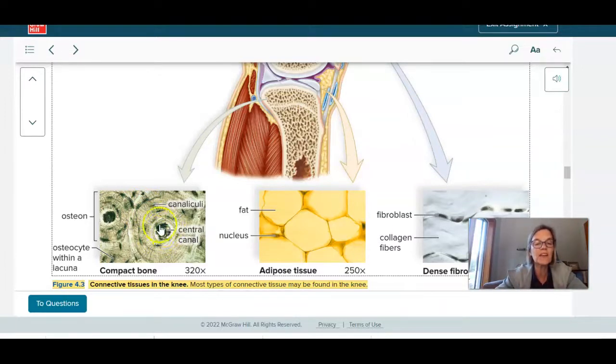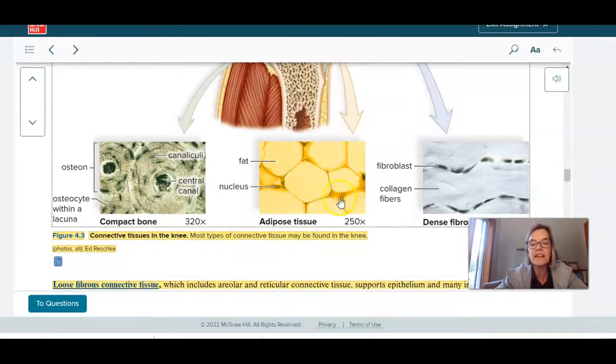This circle in the middle that kind of looks like a nucleus is actually much bigger than a nucleus. And it's a space running down the length of a bone where the blood vessels and nerves can go through. So bones actually bleed and they actually feel pain because they have nerves and blood vessels.